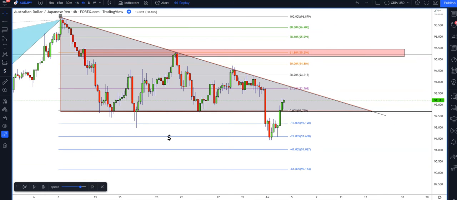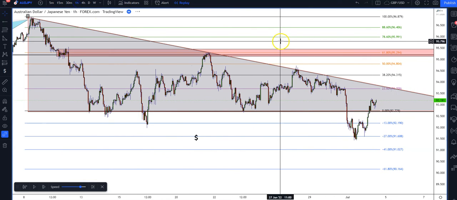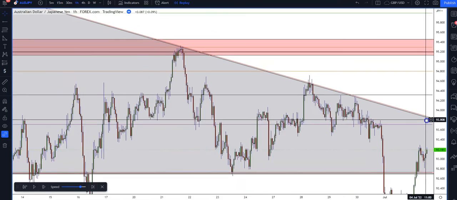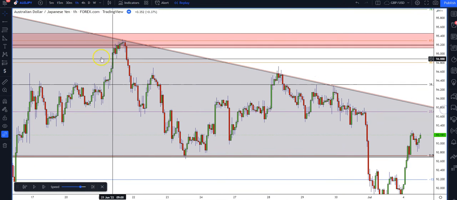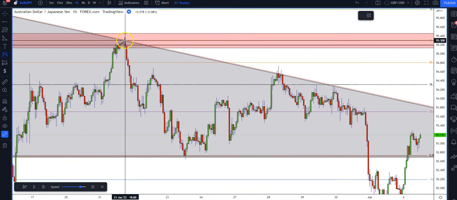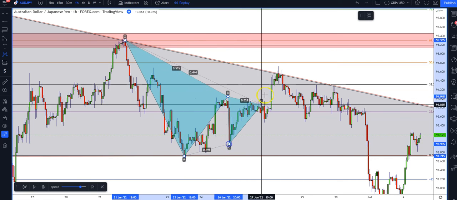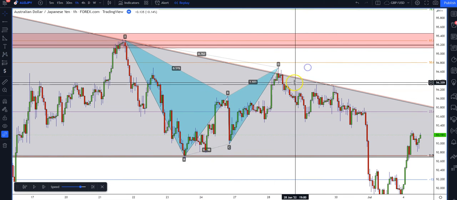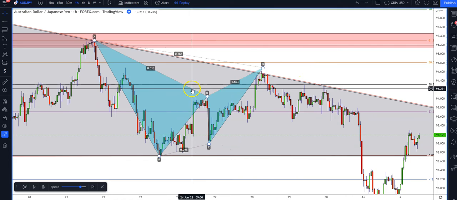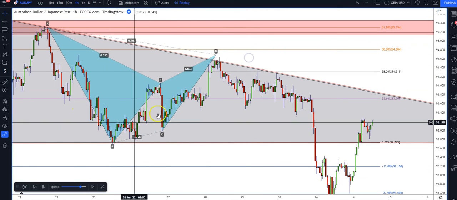If we take a look and we zoom into here, this is also a harmonic sitting in here. This is a nice little Gartley, I believe. Nice little Gartley sitting in here.